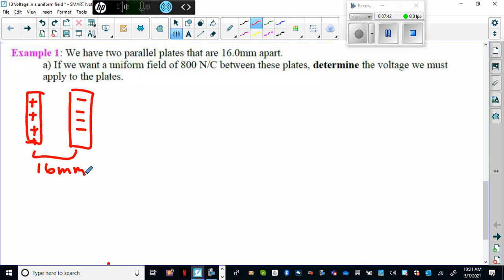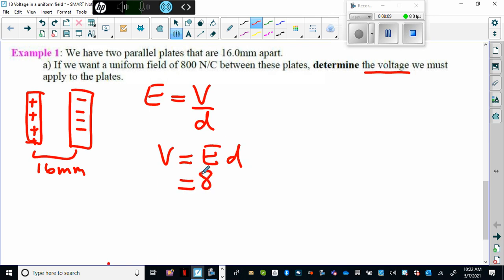The new formula that we've just learned is E equals V over D. I'm going to be lazy and leave out the vector signs and the delta signs. It's fine in that form there. And we're solving for voltage. So the voltage equals ED.